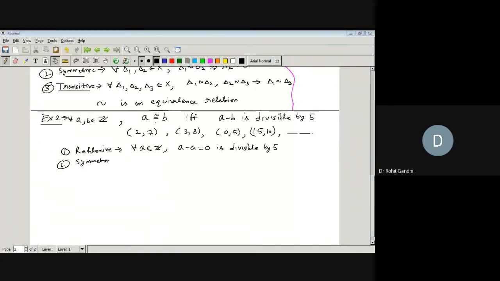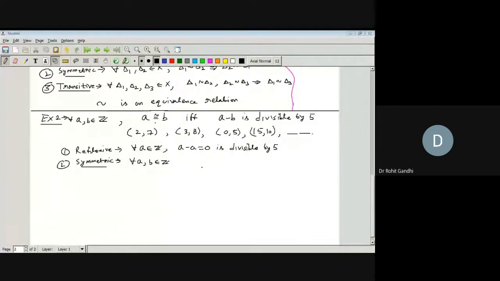Yes, second is symmetric. Ritu Sharma, you tell me. Yes sir, it is symmetric. Why? Because let's say 5 and 10, and 10 and 5, both will be divisible by 5. Okay, but that is for two elements. I have to prove it for all the integers. So what should I write now?